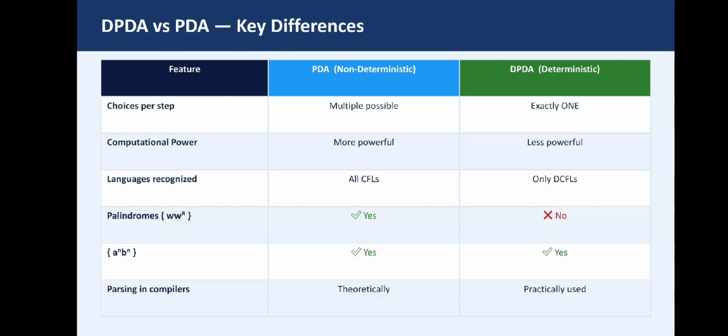Let's have a quick comparison between DPDA and PDA. The key difference between PDA and DPDA is PDA can have multiple choices at each step, while DPDA has exactly one. This makes PDA more powerful but also less practical. Also, DCFLs are used in real compilers. Palindromes require a non-deterministic PDA, so they cannot be used as an example for DCFLs.